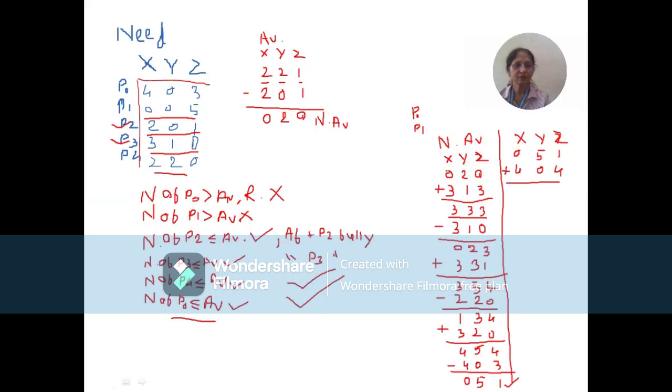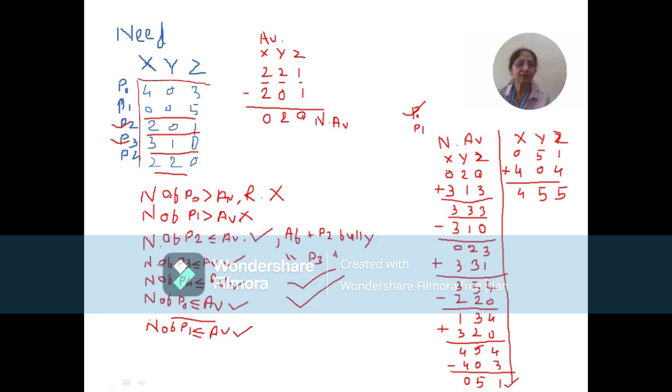So let's add that. What is the calculation? 0 plus 4 is 4, 5 plus 0 is 5, and 1 plus 4 is 5. Okay, so this is our new available. Now P0 is also executed fully, and the only process remaining is P1. What is the need of P1? X0, Y0 and Z5. Do we have that? Yes, we have. So the need of P1 is less than or equal to available, and the request of P1 is granted.